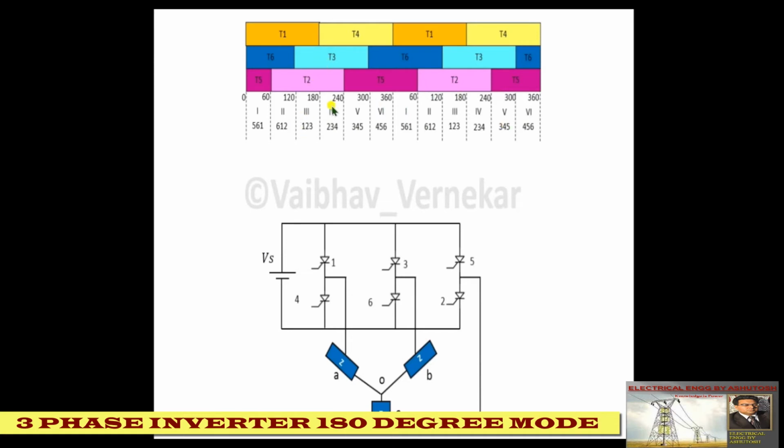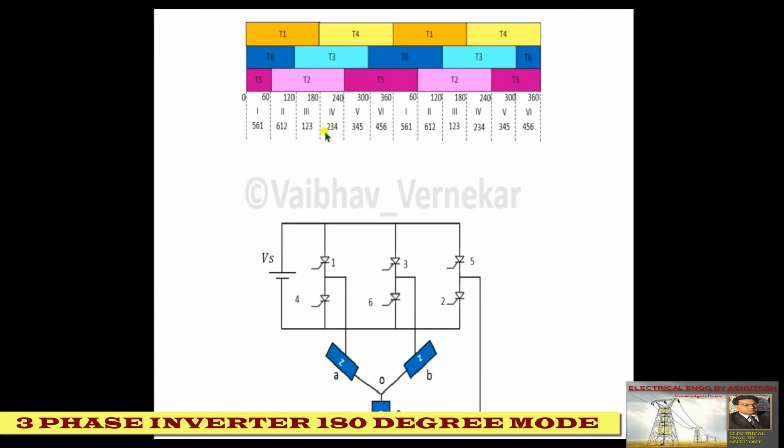You can see, after 120 degrees, this is T3, and then after 120 plus 120 degrees, T5 starts conducting. The sequence of thyristor T1, or mode of operation, is from 0 to 180 degrees. Here you can see 0 to 180 degrees, and for thyristor T4 or IGBT T4, it is from 180 degrees up to 360 degrees.